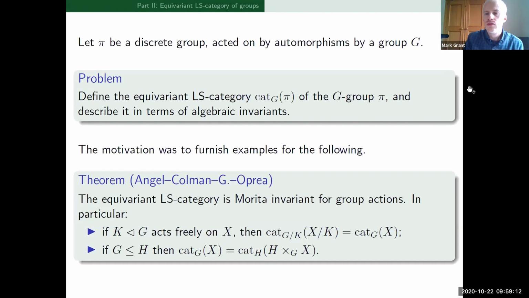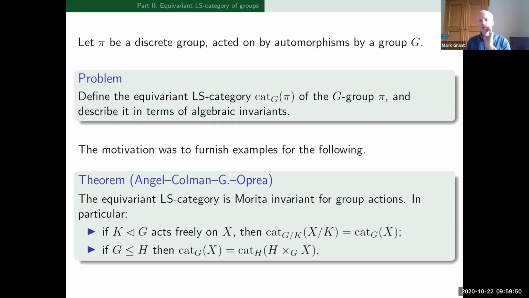So you can ask the same question that Eilenberg-Ganea asked about category and Michael asked about TC for the case of a group acted on by another group. So if pi is a discrete group and it's acted on by a group G by automorphisms, well, first of all, you have to ask, what's the correct definition of the equivariant LS category of the group pi? And then you might ask, what's a description of that in terms of algebraic invariants?